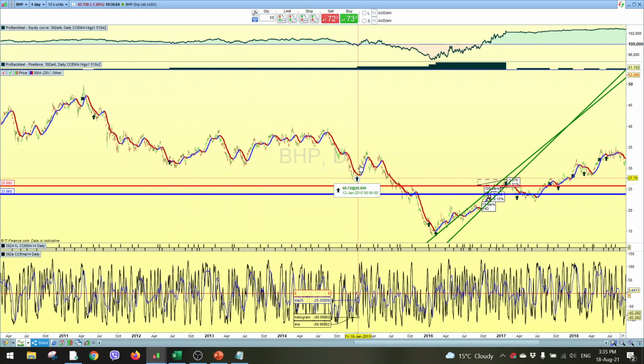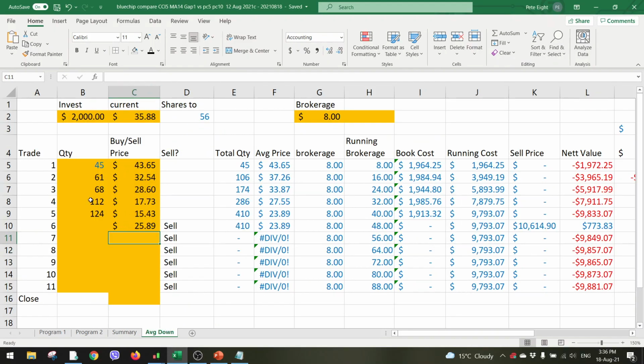Entered another lot there at 68.72. Another lot there at 112.35. Another lot there at 124 shares at 15.43. Then it closed out there. So how do we calculate the average there? We've got an average down calculation here.